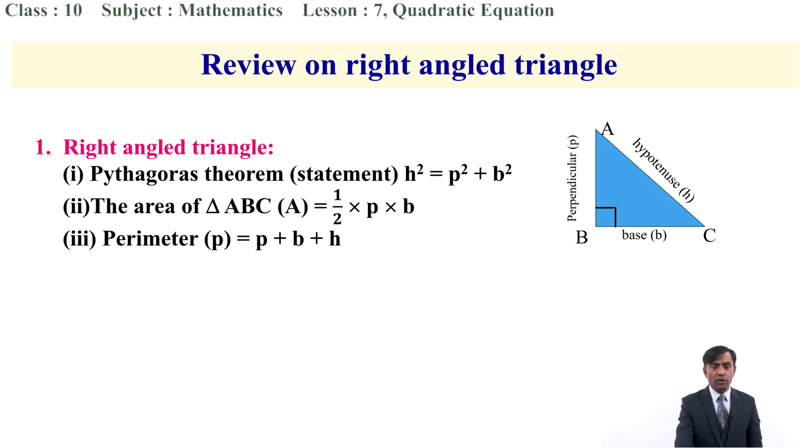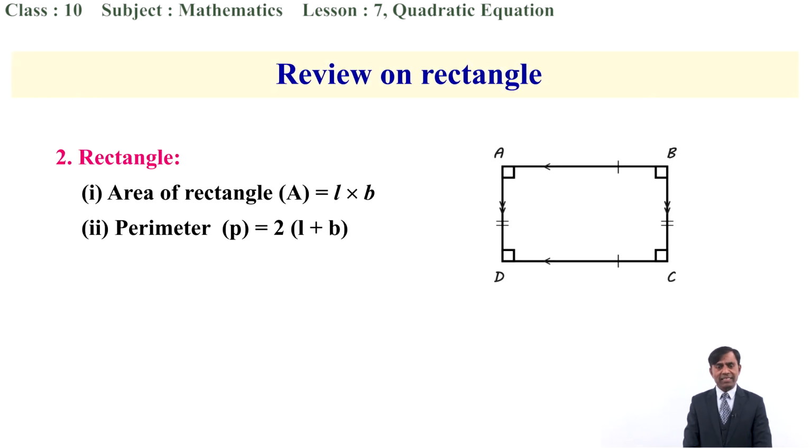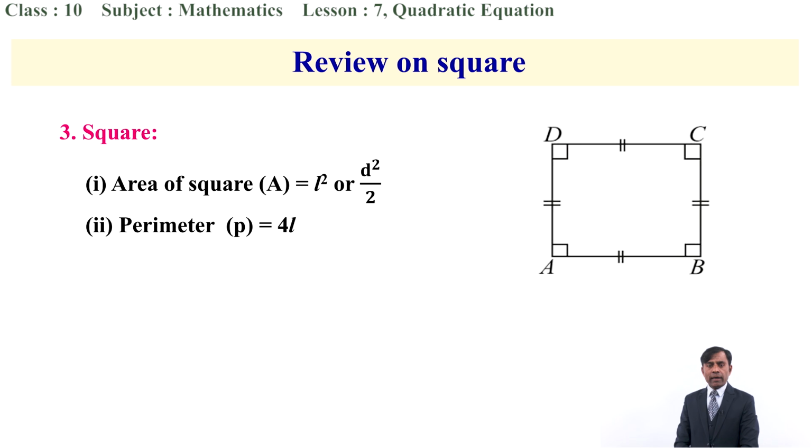Okay, after this, let's continue with the next part, that is a rectangle, a very common one. You know it, just revising. The area of a rectangle, that is A is equal to L times B, and the perimeter P is equal to 2 times L plus B.